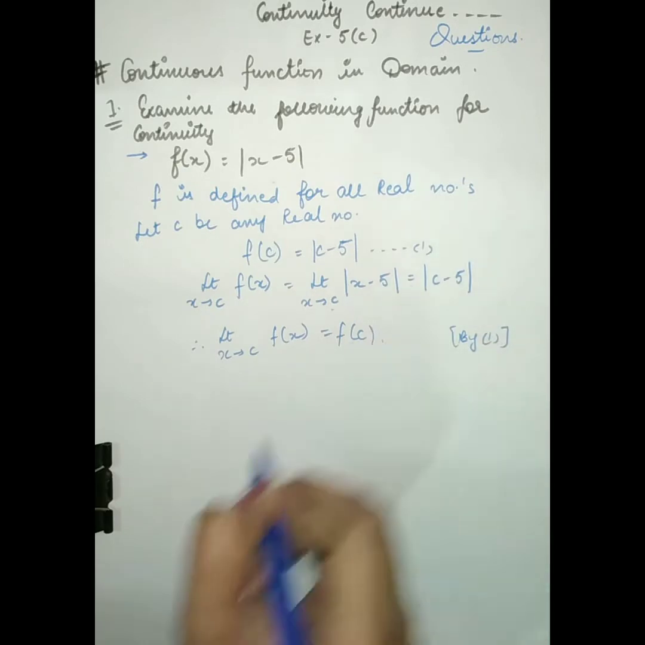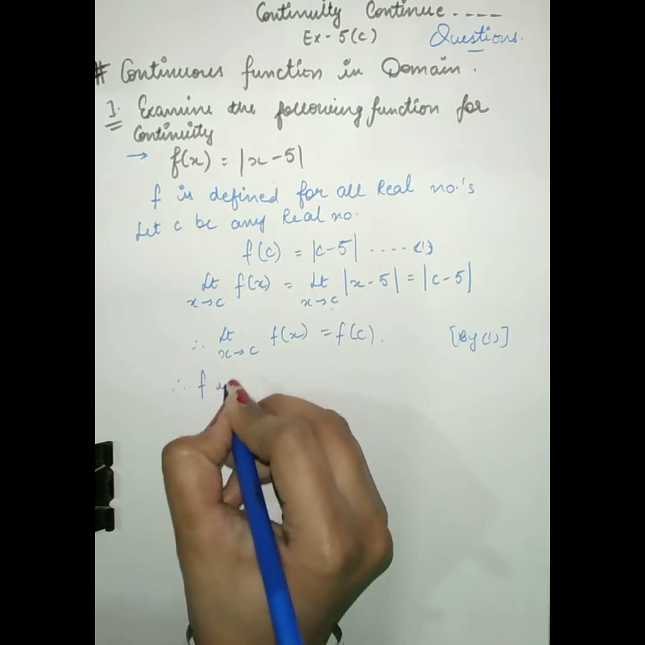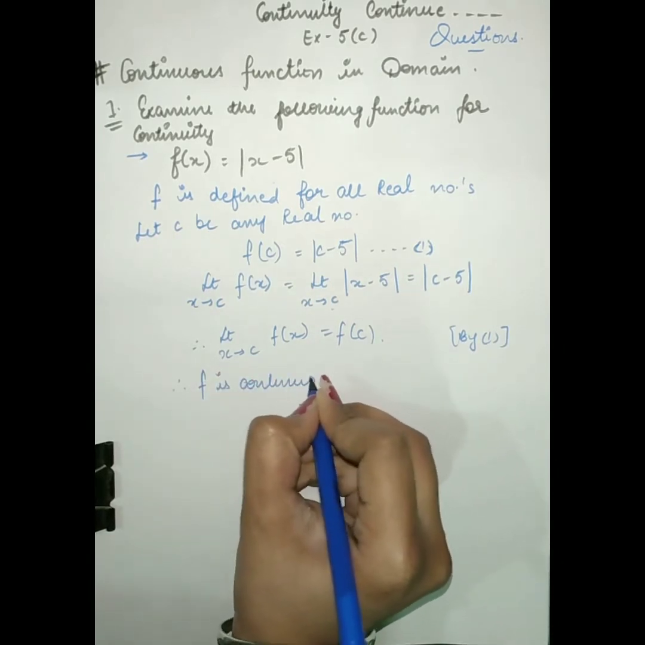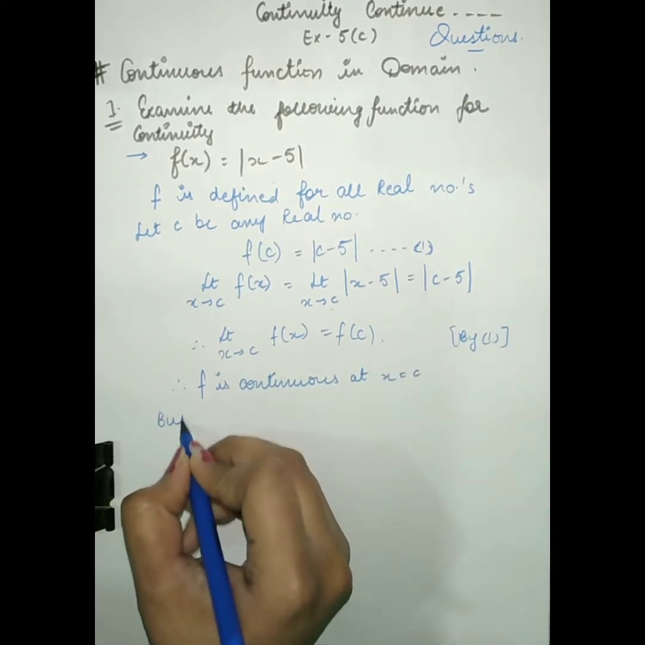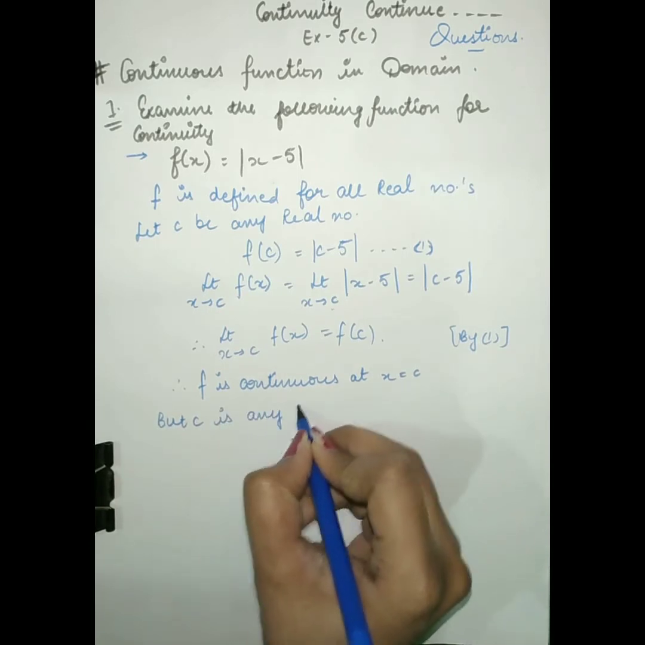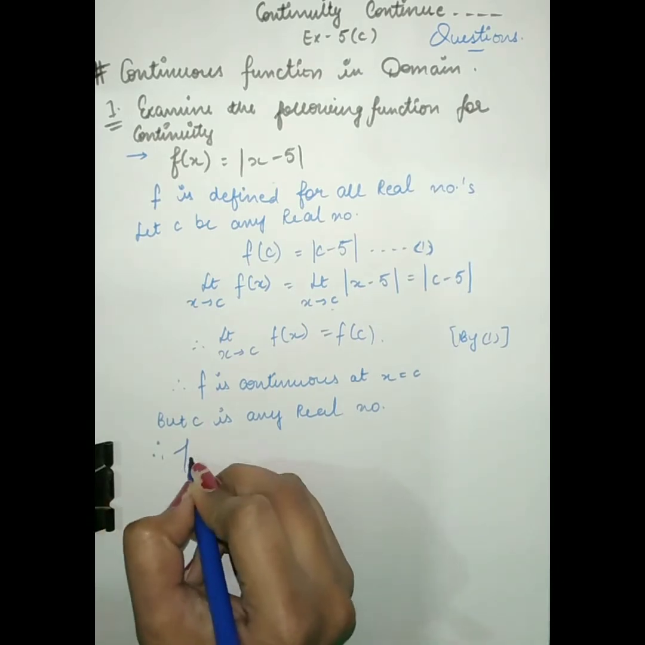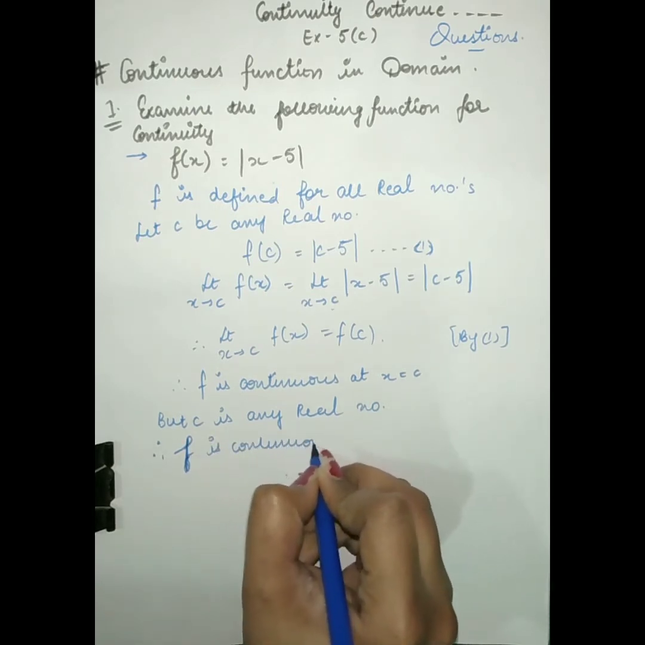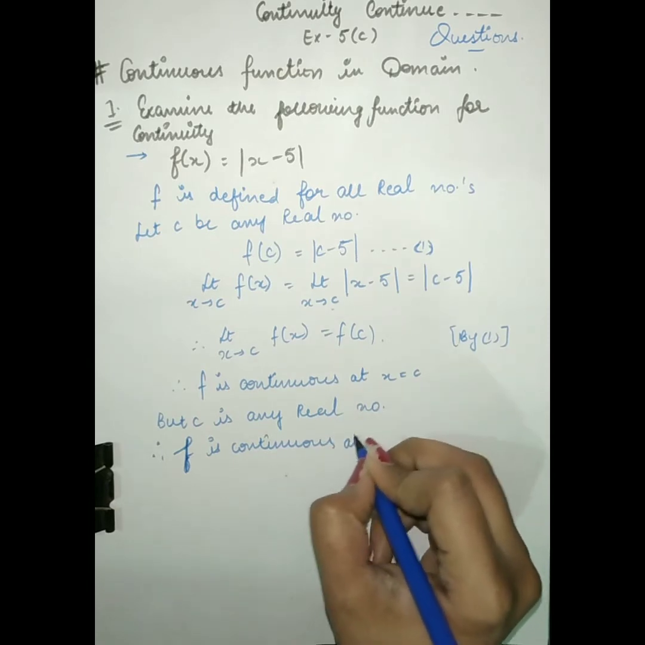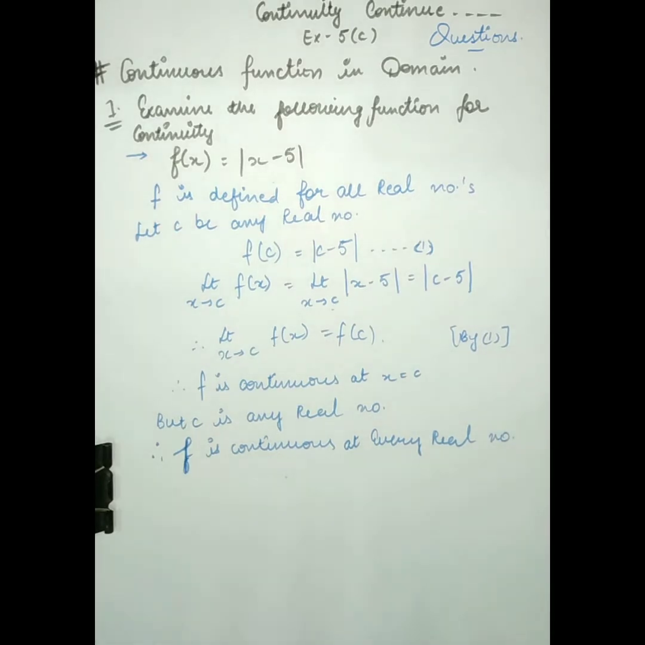Then limit x approaches to c, f of x will be equals to f of c. So therefore the function f is continuous at x equals c, but c is any real number. So therefore f is continuous at every real number. So hence proved.